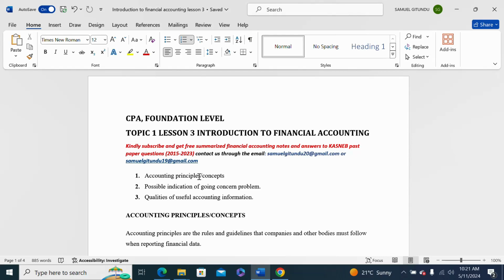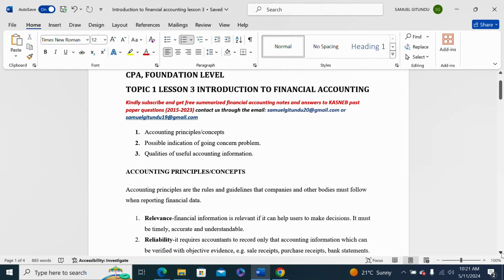If a company is preparing financial statements, there is a set of rules that the company must follow. There's a set of rules and guidelines that every organization preparing financial statements must follow. Those rules and guidelines are what we are calling accounting principles or the accounting concept. So let us proceed and see which are these accounting principles we are talking about.